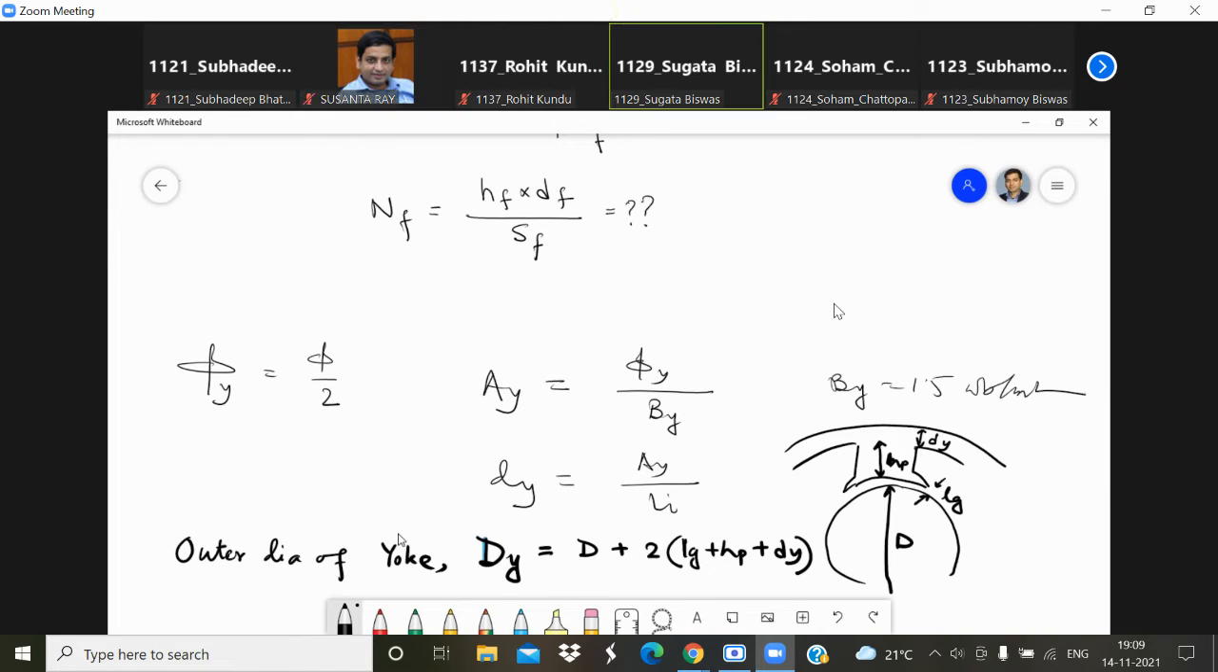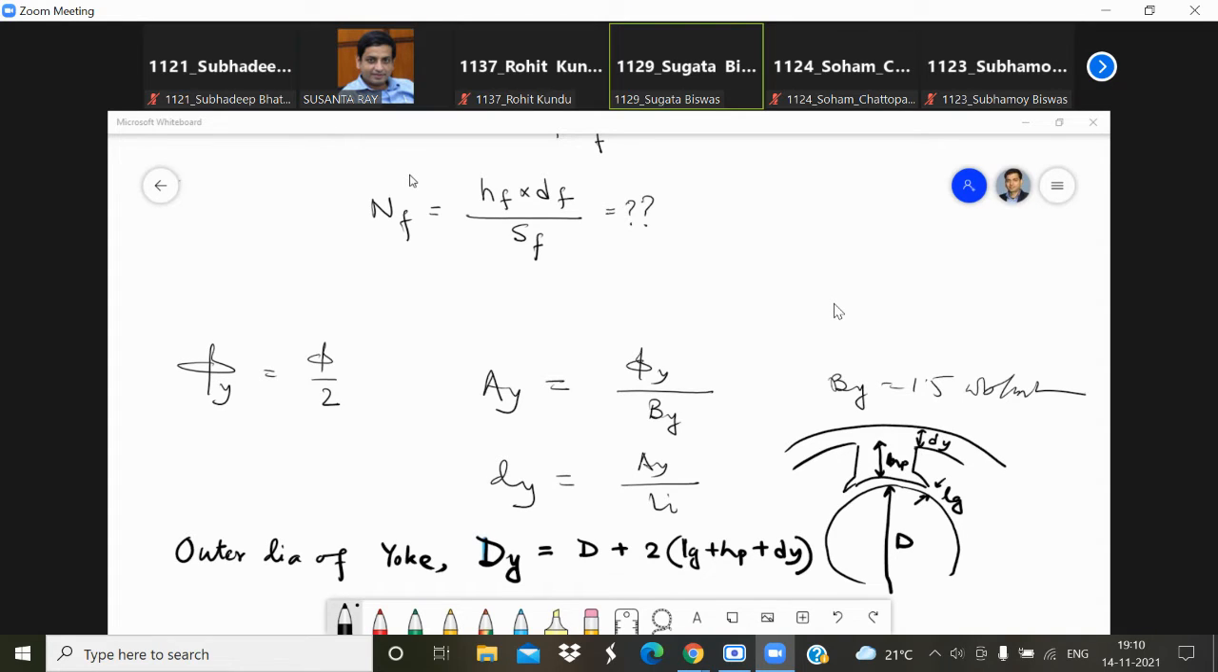Sir, here Dy is the outer diameter of the yoke, right? Yes, Dy, capital D. Capital Dy is the outer dia of the yoke, the overall dia. So the thing that you can see from outside, because the rest of the thing will be hidden. The yoke.